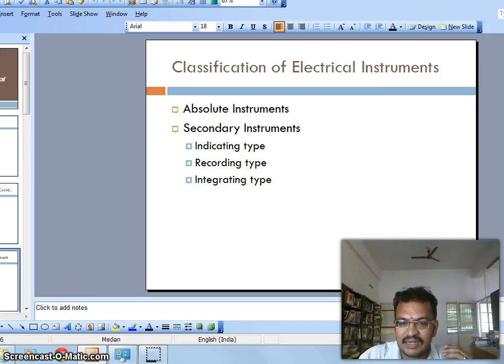The next one is integrating type. An excellent example of the integrating type, used in our domestic appliances, is the energy meter. Integrating type instruments can be used to measure as well as register by a set of dials and pointers. That is, the total quantity of electricity is measured and registered in this type. That is called integrating type.